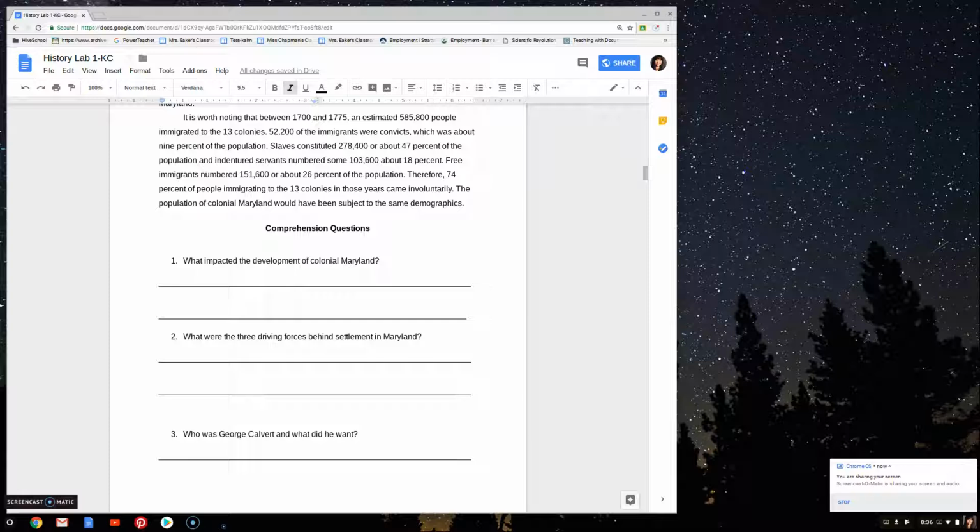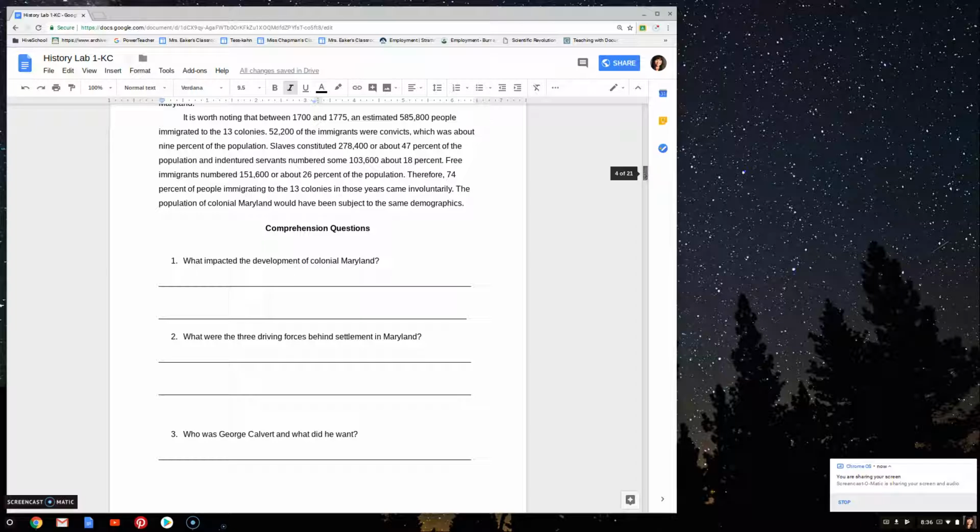The structure of these comprehension questions is pretty easy. They start out real simple, and then they get progressively harder, so that by the 5th one, you need to do some thinking. To give you an example of what I'm talking about, the question I ask you first is, what impacted the development of colonial Maryland? You'll notice I've got 2 lines for you, so I am looking for a complete sentence.